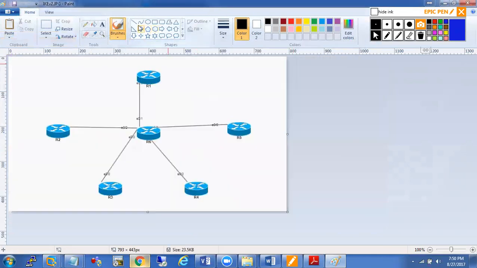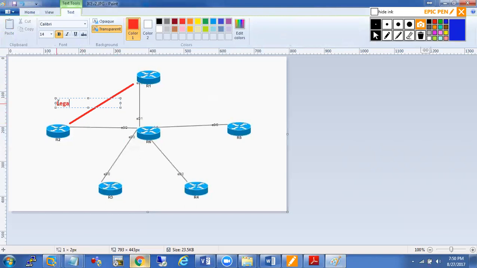My objective over here is going to be to set up one VPN between here. This one, I'm going to do it based on crypto maps, legacy.